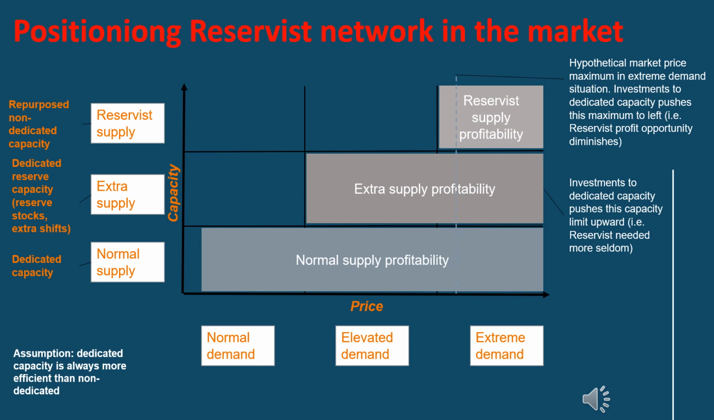If we think of the role of the Reservist network in the market, typically Reservist-cells are not active in ordinary times. They are activated in times of crisis, when the ordinary capacity is not able to fulfill the needs or there are disturbances in the ordinary supply network.